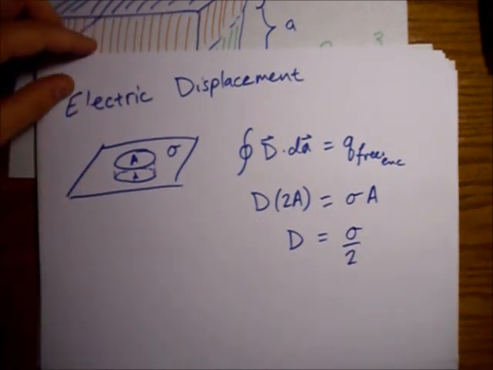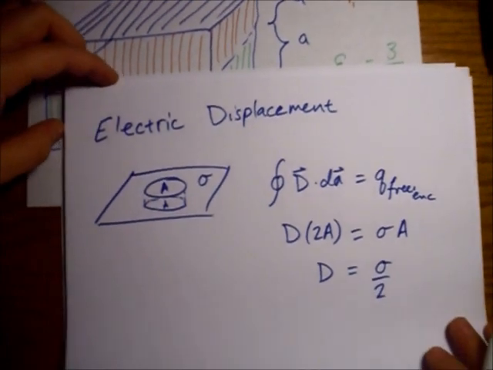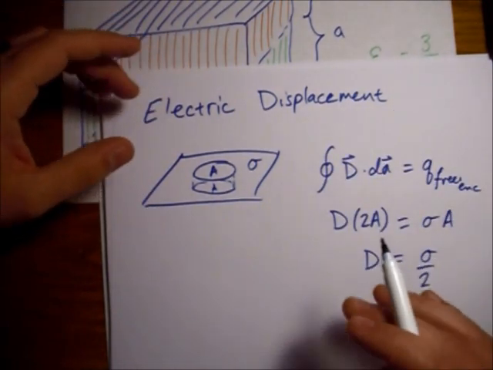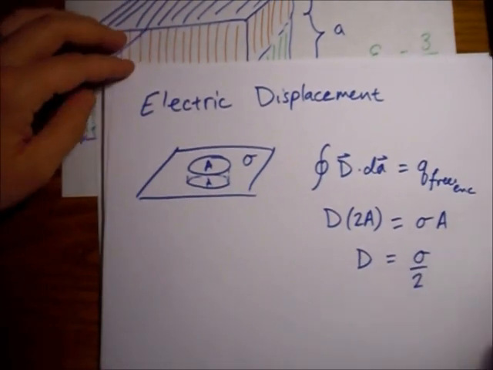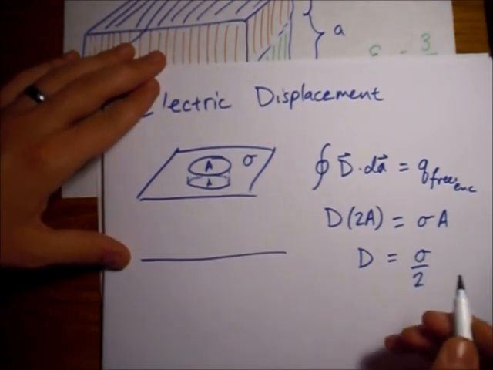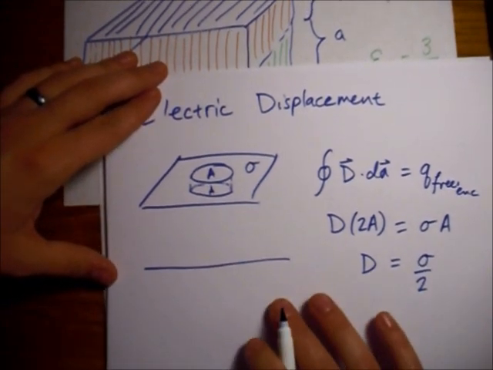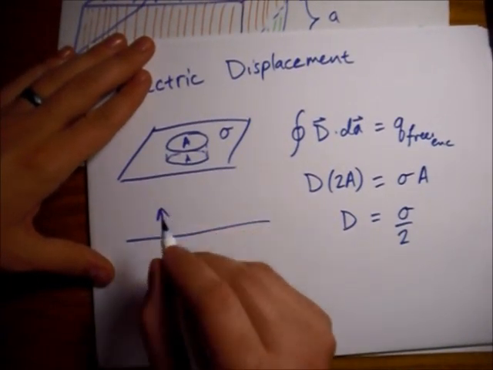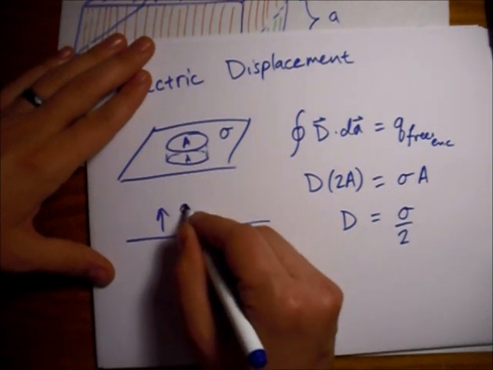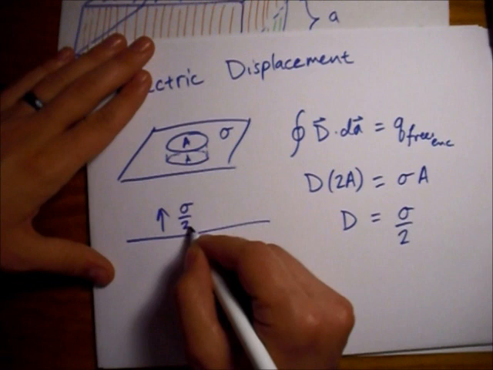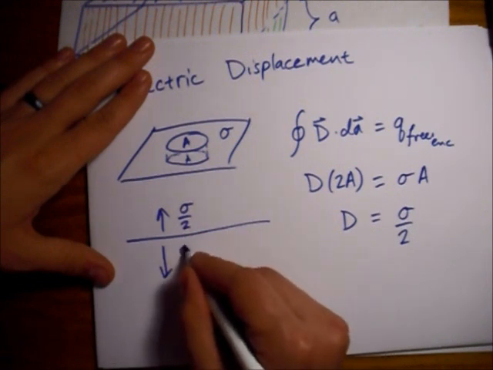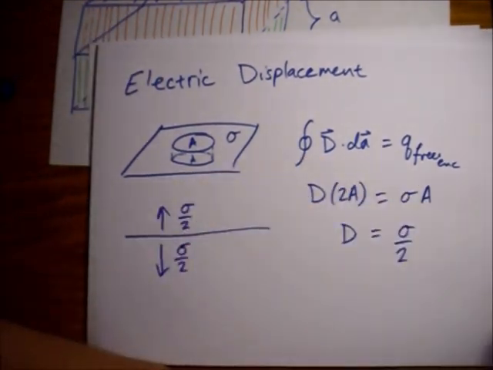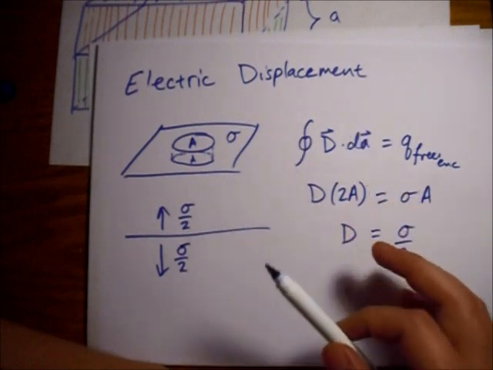Just like if we're looking at just one sheet of charge, by symmetry we get the same amount in each direction. So say we're looking at just the top sheet of charge right here. I'm going to draw D here. I'm just going to write this sigma over 2 going in each direction. And this is uniform, because the sheet of charge is infinite.